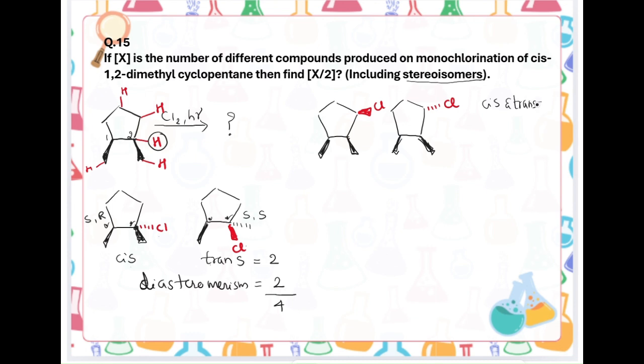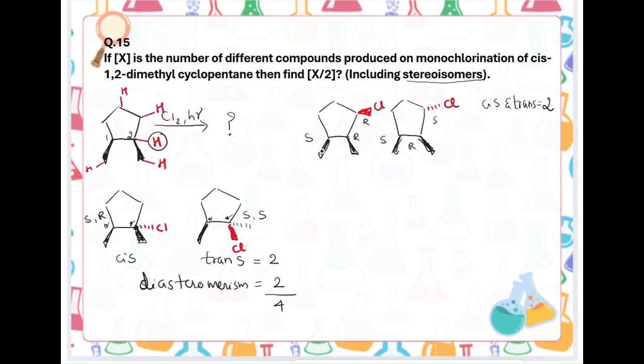So how many isomers possible here? Two geometrical isomers. What about the diastereomerism? In order to do that, just check if they are mirror images. No. Are they superimposable? No. That means what? Say, suppose if this is SRR, let's assume so, then this will become SRS.